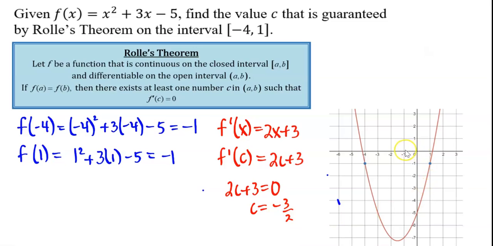So let's go to the graph and take a look at an x value of -1.5, follow the graph down to right here, and sure enough, we can see that at -3/2, the slope of the tangent line is in fact equal to 0. And that's Rolle's theorem.